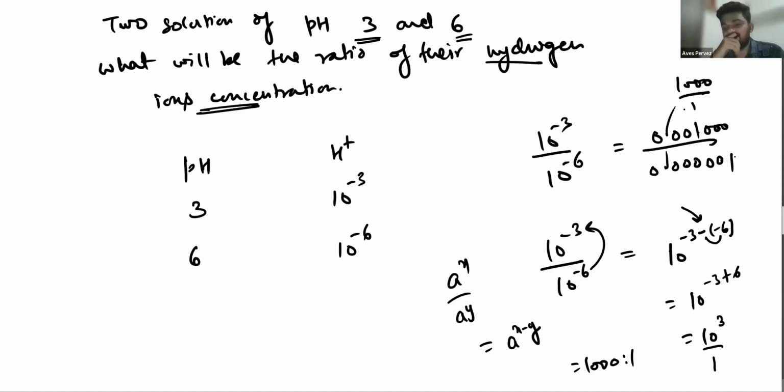Okay, got it? So the ratio will be 1000 is to 1. Okay, so note it down fast. Done, sir.